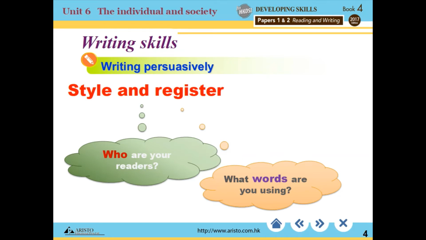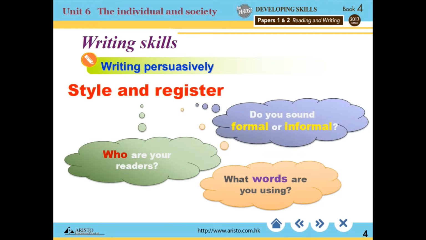Depending on your target reader, as well as the situation in which you are writing, you need to consider what kind of register to use. For example, in a letter to the editor, you may want to use a formal register, whereas you may want to use an informal tone when writing to a friend.